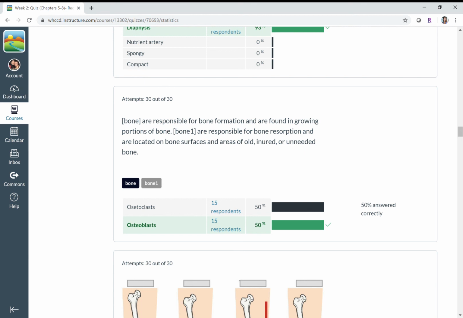So for this first option here, it would be osteoblasts. And that second one, this bone one here, would be osteoclasts. Osteoclasts recycle, therefore they are responsible for bone resorption. And our osteoblasts, they build, they are responsible for bone formation.